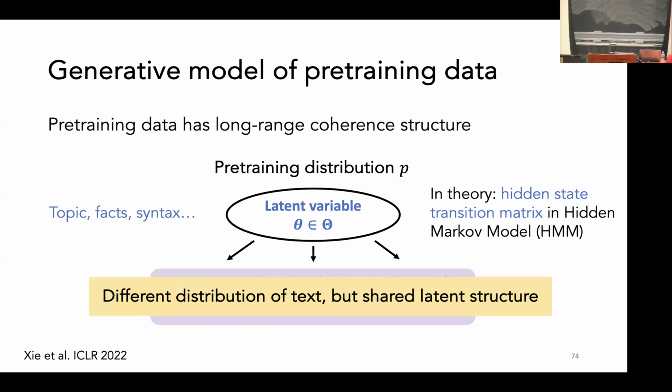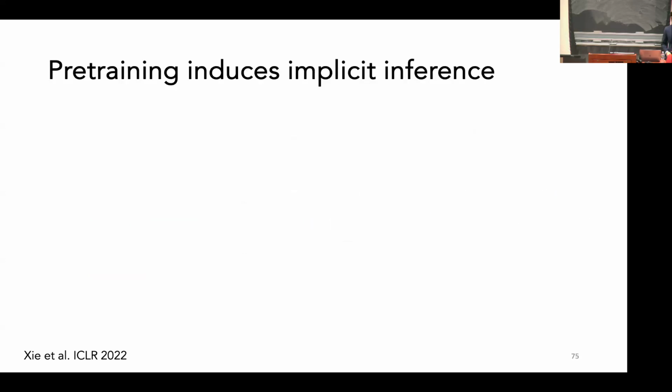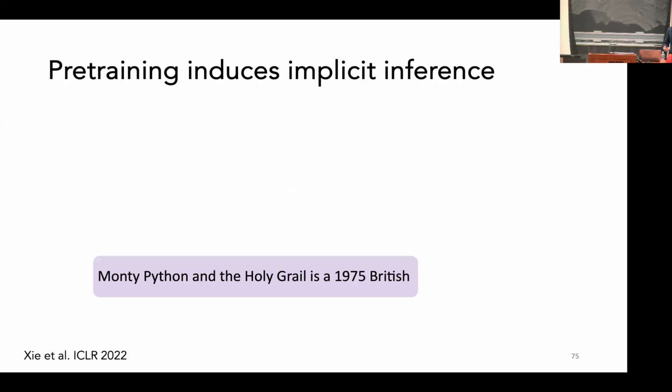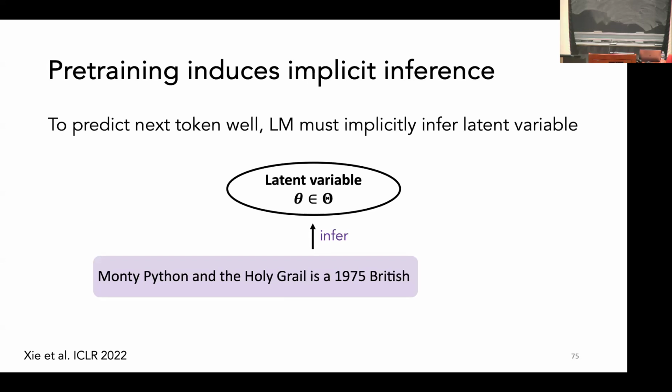And the thing to take away here is that the pre-training distribution is a different distribution of text, but it's got a shared latent structure with in-context learning prompts. And this will be important. So what we find is that if you have enough data and a large enough model to do the pre-training with, during the next token prediction process, the model has to learn to implicitly infer the latent variable in order to predict the next token well.